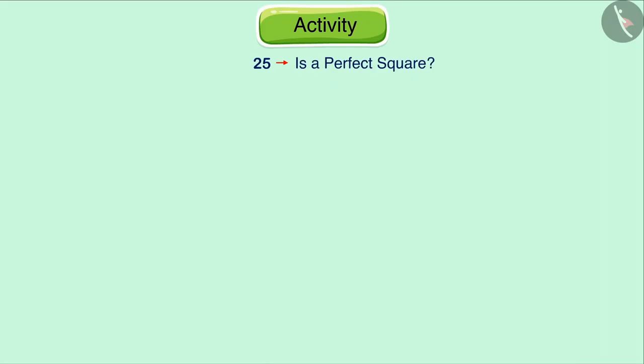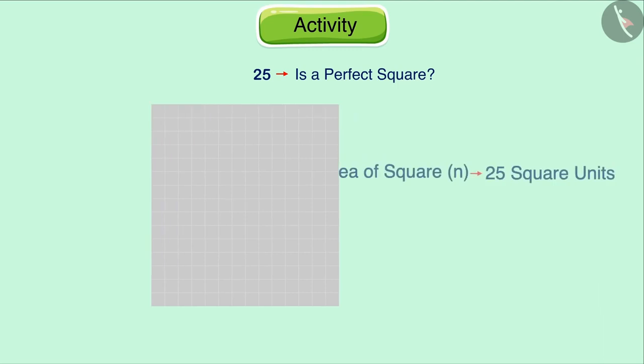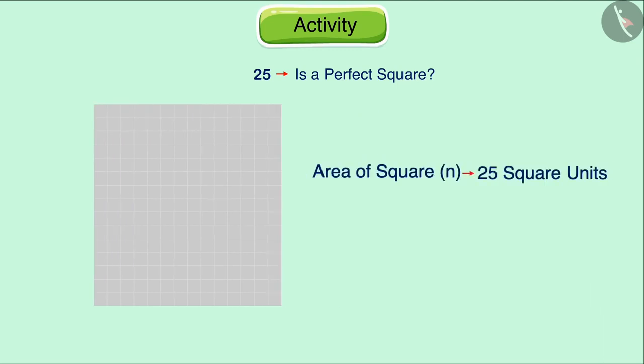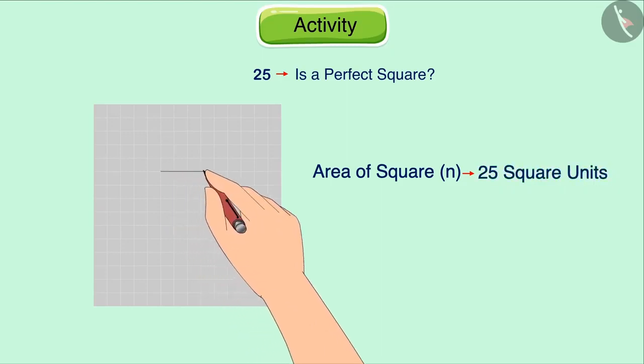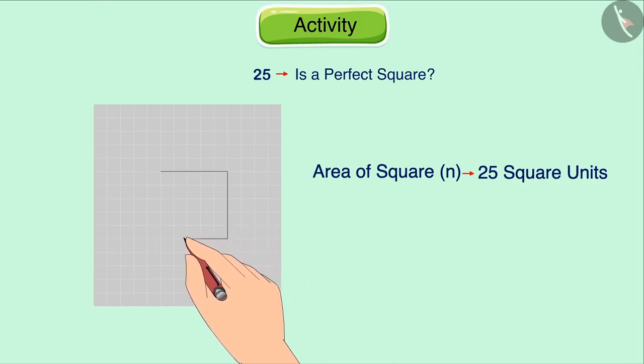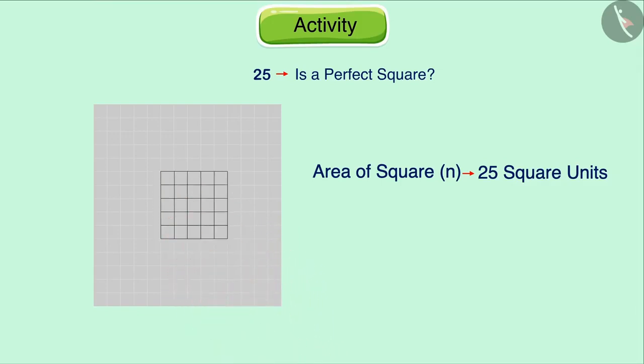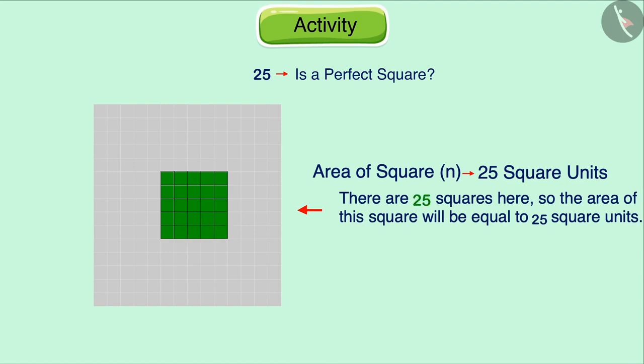Let's examine the number 25. Can you draw a square on a graph paper whose area is 25 square units? Give it a try. Yes, we can draw a square whose area is equal to 25 square units. Note that the area of the smallest square on a graph paper is 1 square unit. The area of this square is equal to the sum of the area of all these squares. There are 25 such squares here, so the area of this square will be equal to 25 square units.